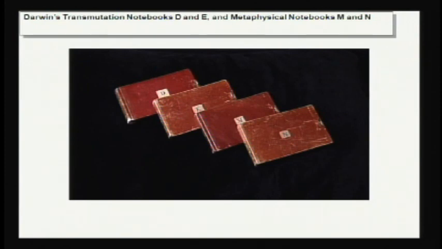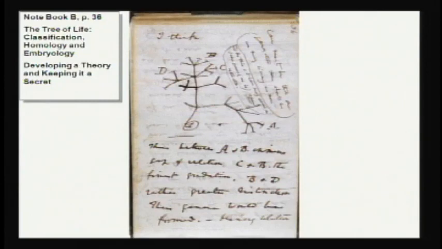But what he was really doing, as far as I'm concerned, the really interesting stuff, was he was opening up his transmutation notebooks. A was a geology notebook, then B, C, D, and E, M, and N. So here's just a potpourri of them, with all of these wonderful things. And this is notebook B.